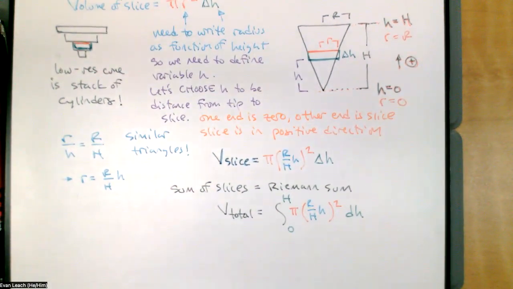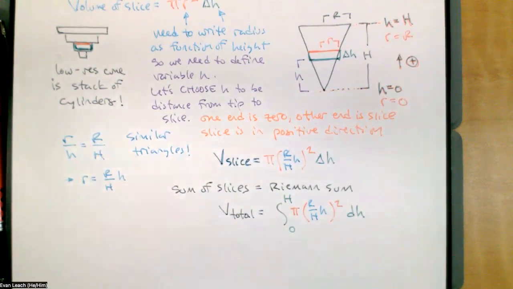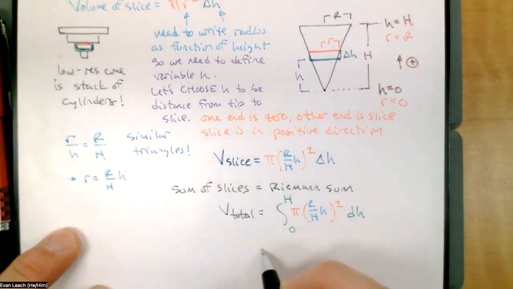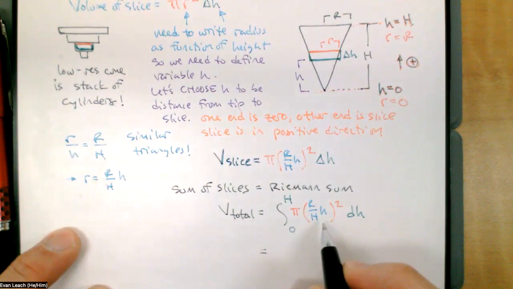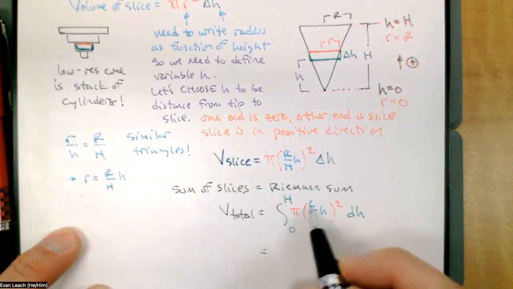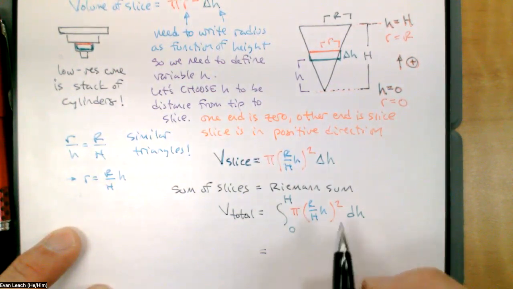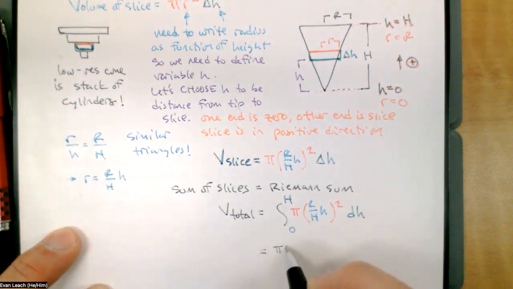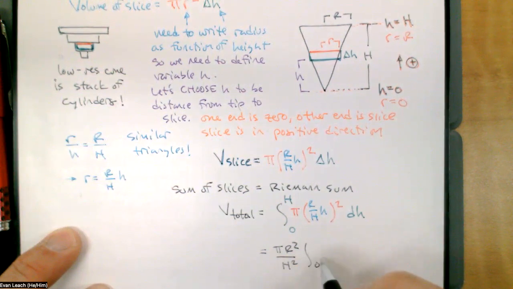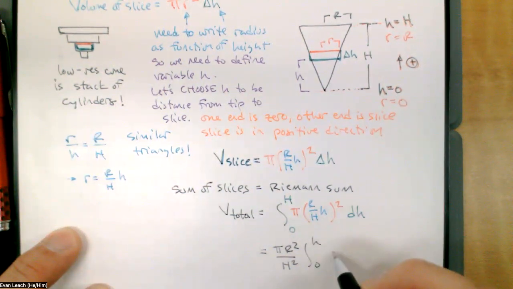Now we might simplify this definite integral by factoring out everything that's a constant. So I've got pi r squared over h squared. And then we'll integrate from 0 to capital H. The h squared, little h squared.